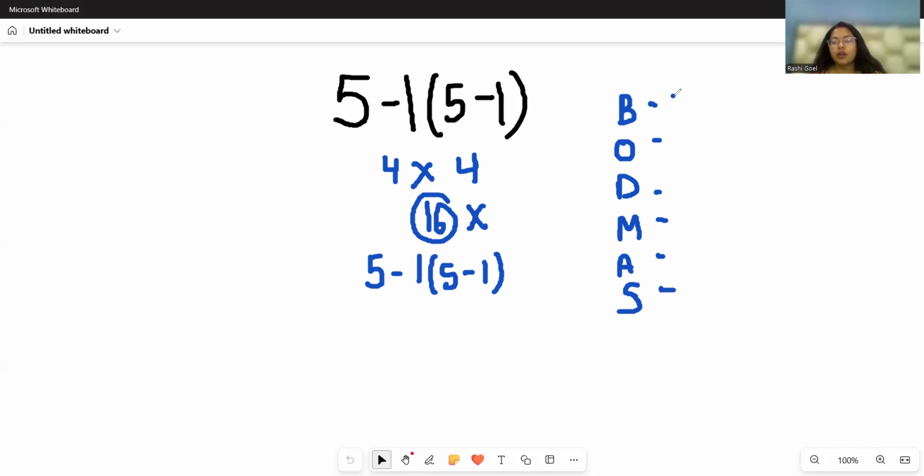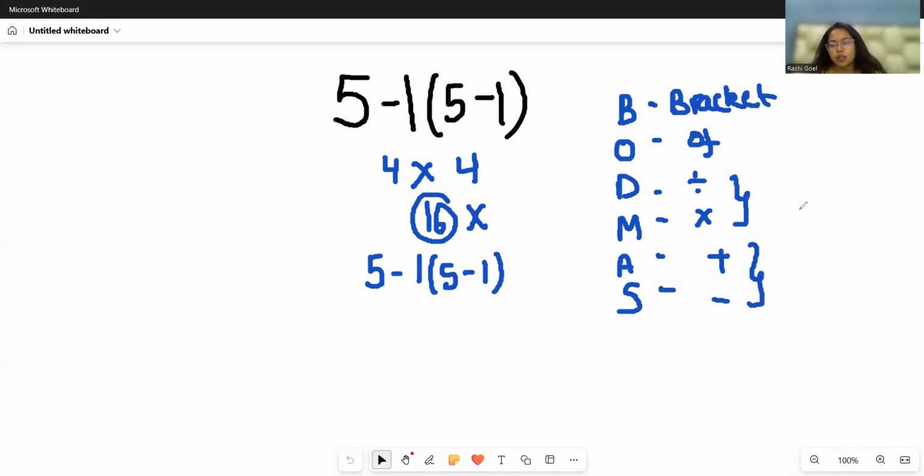As per this rule, first you have to solve the bracket, then off, then division and multiplication, both have the same priority. Similarly, addition and subtraction. But you have to always solve from left to right.